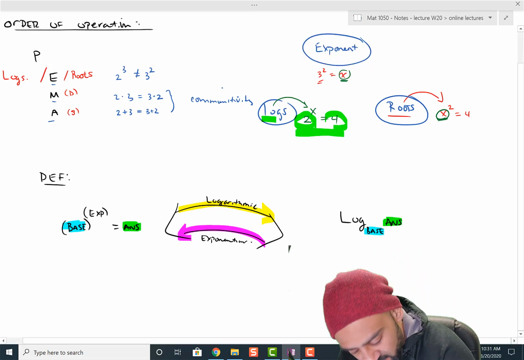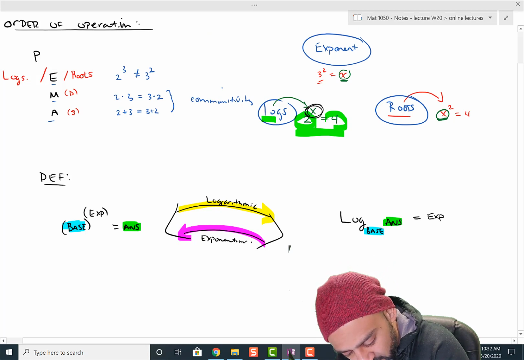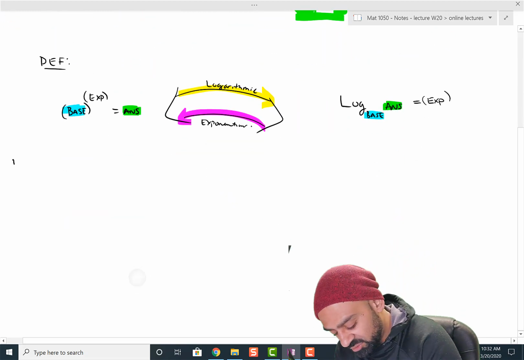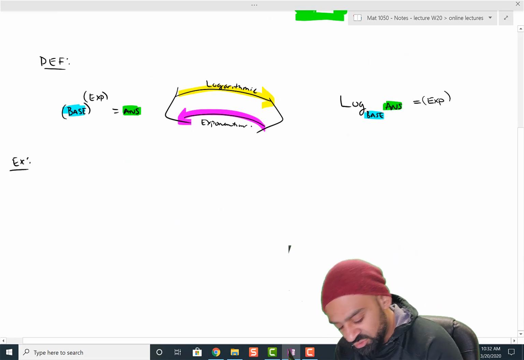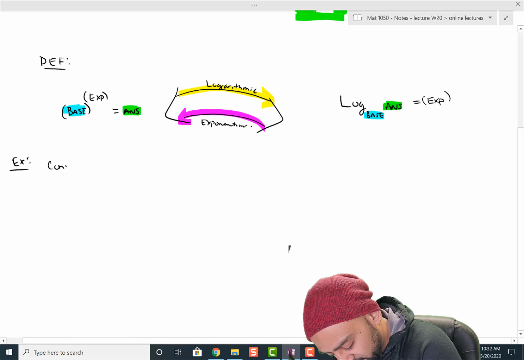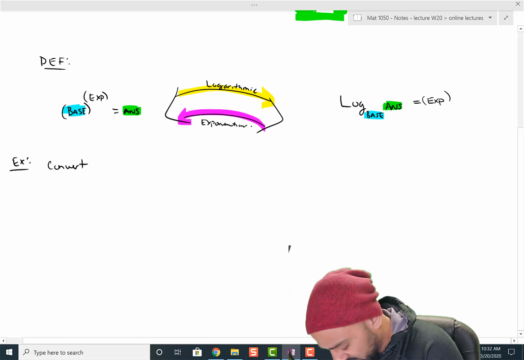So be careful. And then finally, what's the answer to a log? Remember, we're solving for the exponent, so eventually it should help us crack into that exponent. So the answer should be the exponent. Now for a concrete example, guys, and this is really all you basically need to convert logs back and forth. Let's say we had to convert this guy.